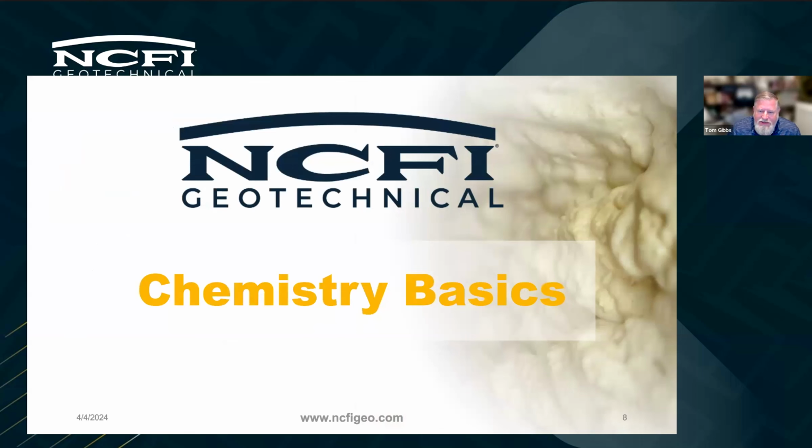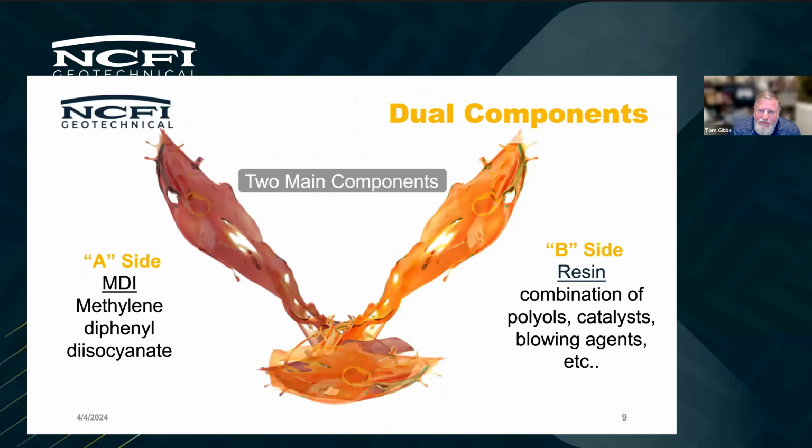We're going to start off with just some chemistry basics to get everybody up to speed that's unfamiliar with it. NCFI makes a couple of different types of systems. We'll start with the dual components. With our dual component systems, all of our A sides are going to be the same product. So it's MDI, which is methylene diphenyl diisocyanate, also referred to as ISO. But with all of our dual component systems, that product's going to be the same throughout.